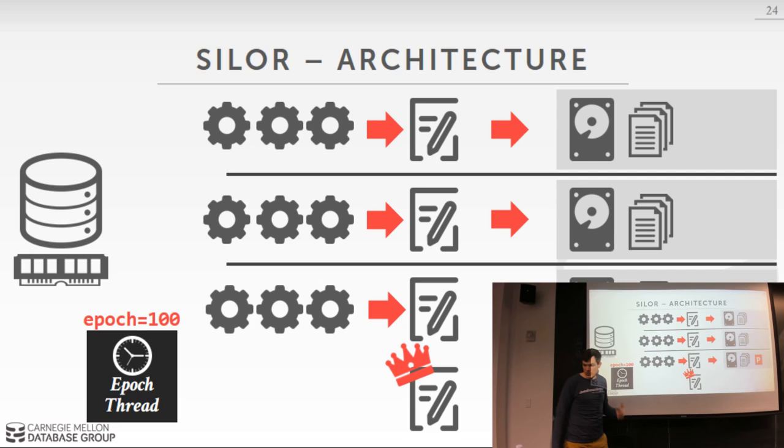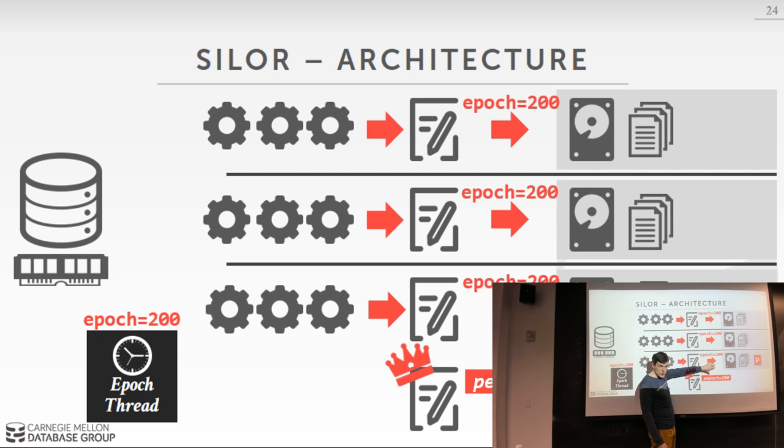So now if I crash and come back, all I need to do is scan across all these log files and ask, what's the highest epoch that you all have written out? Say this one only wrote out 199, and these other ones wrote out 200. I know that this one hasn't written out 200 yet, so the highest epoch I can restore is 199.